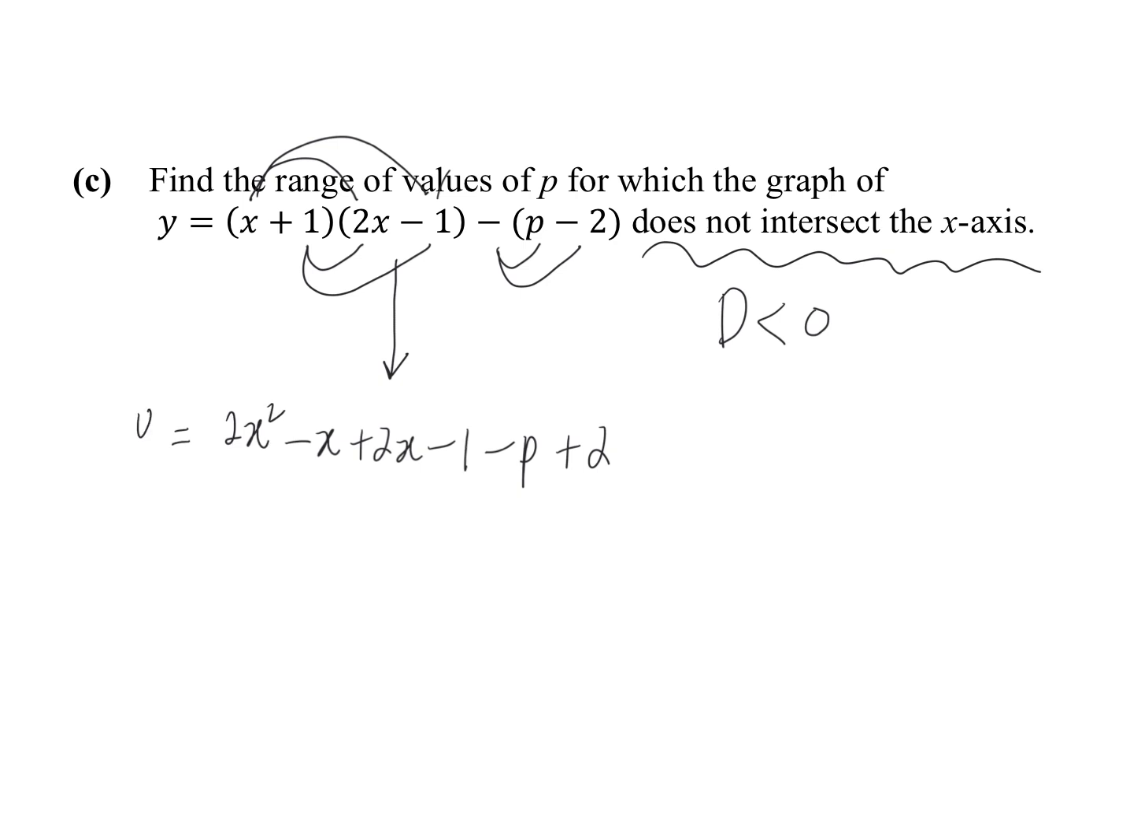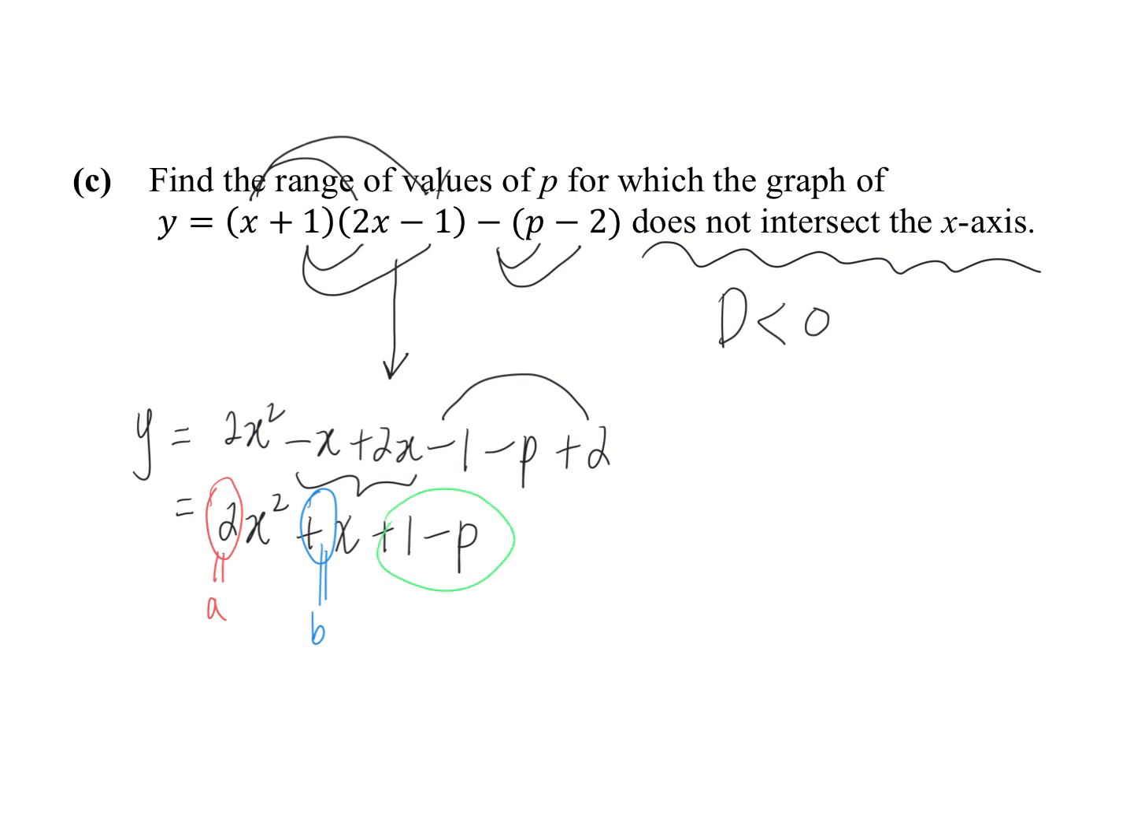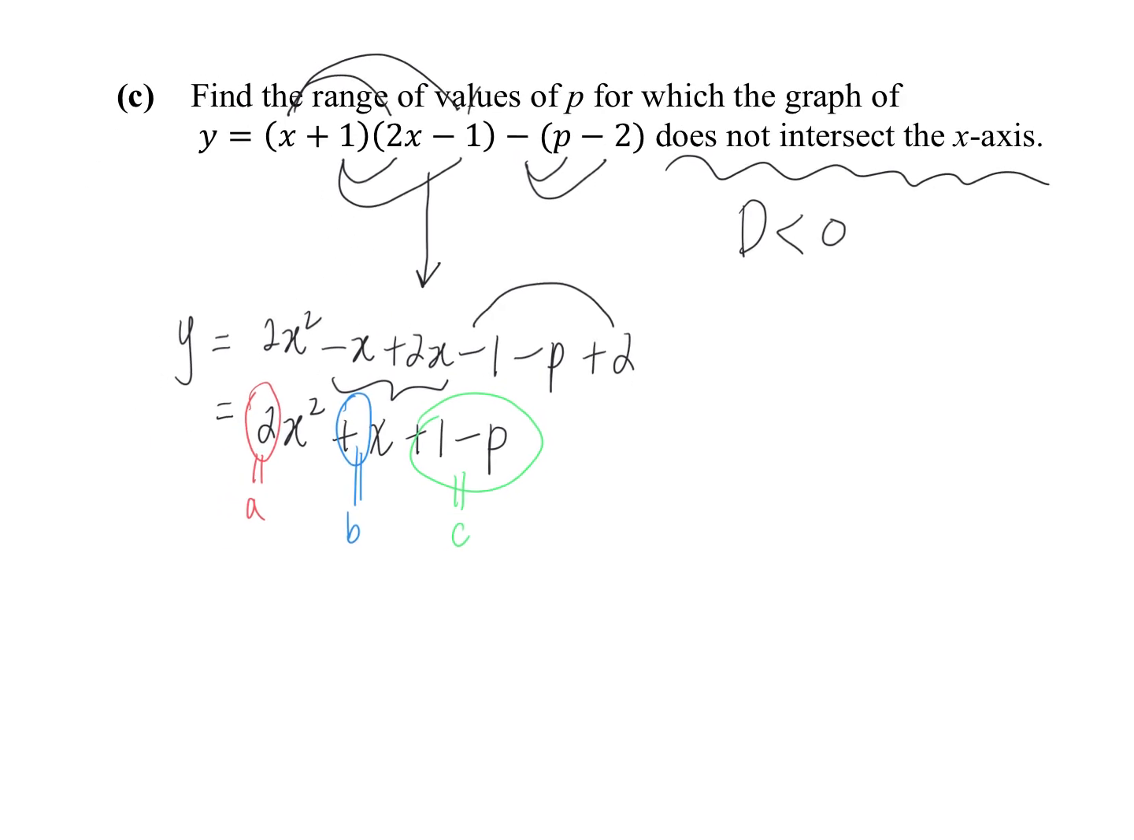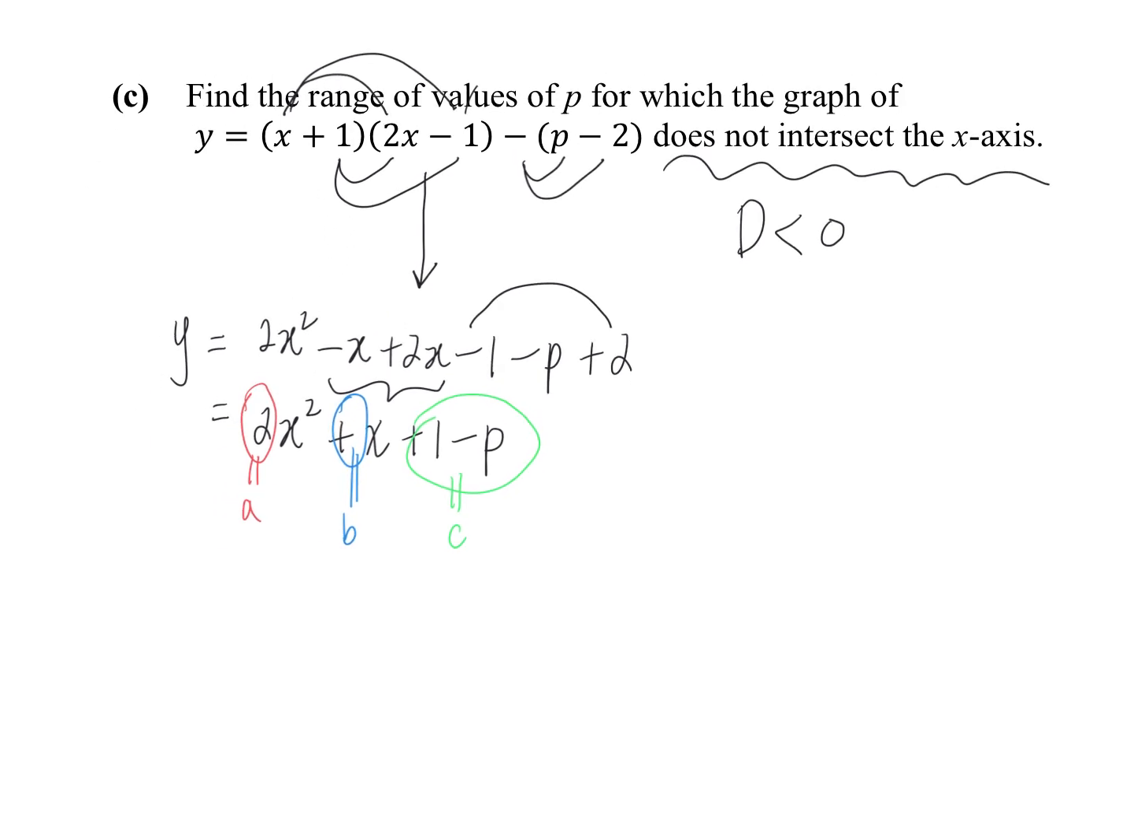So if you simplify, these two will give you a plus x. This will give you plus 1. So your A is this one. Your B is this one. And your C is anything without x. So you must identify this correctly. Otherwise, whatever follows will be wrong. So this expansion, please do it super carefully because it's definitely worth your effort.